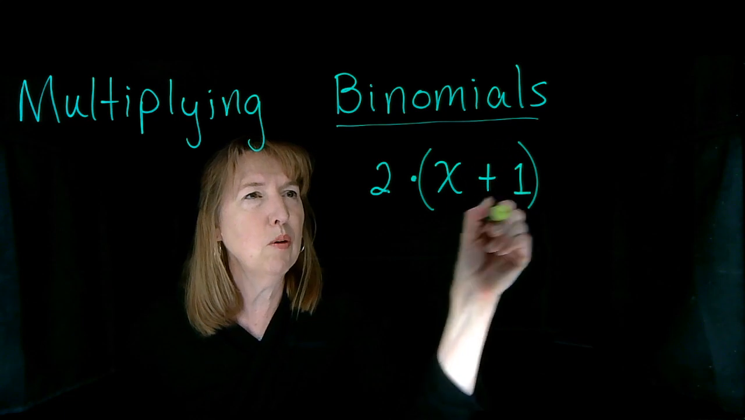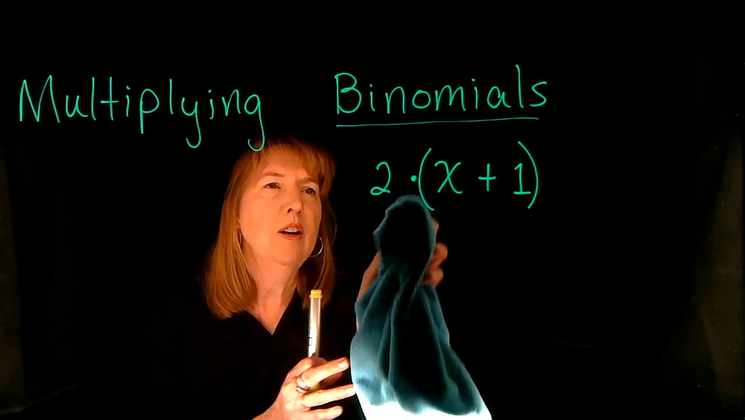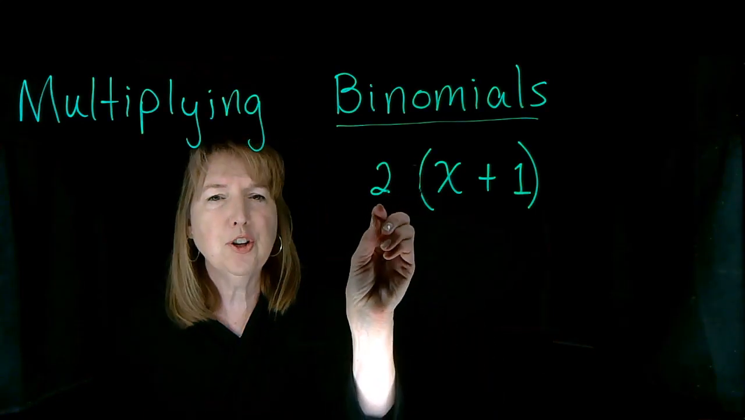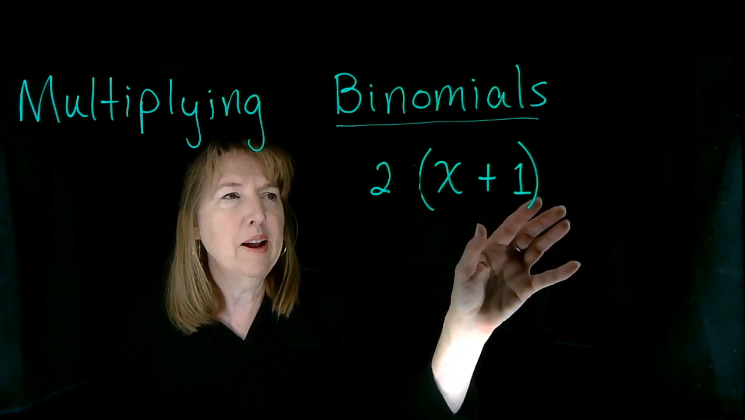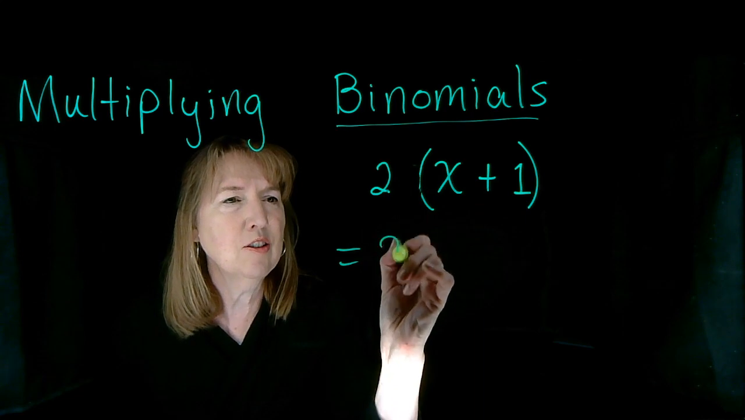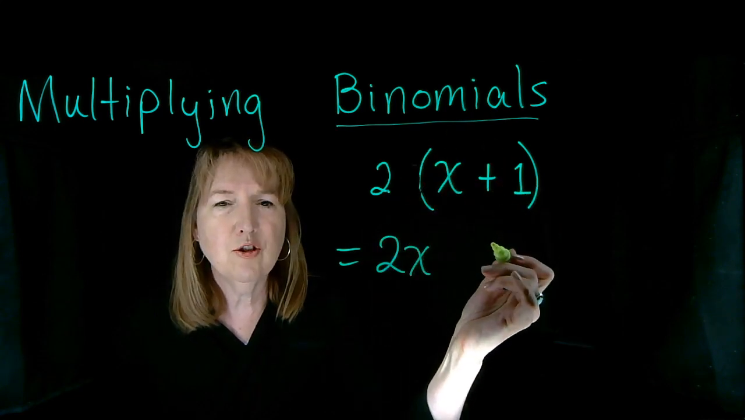So you will see parentheses around binomials. That means they are grouped together. So we're asked to double the whole binomial. In other words, multiply everything by 2. So 2 times x is 2x, and 2 times 1 is 2.